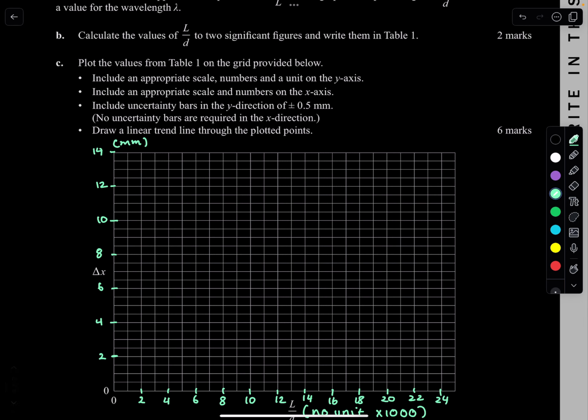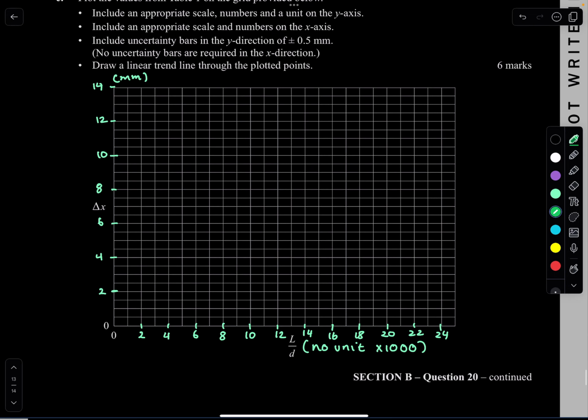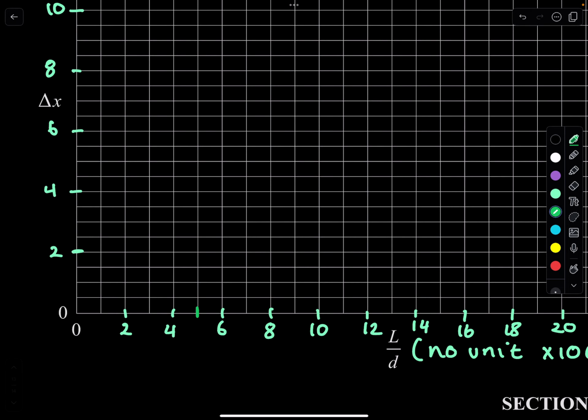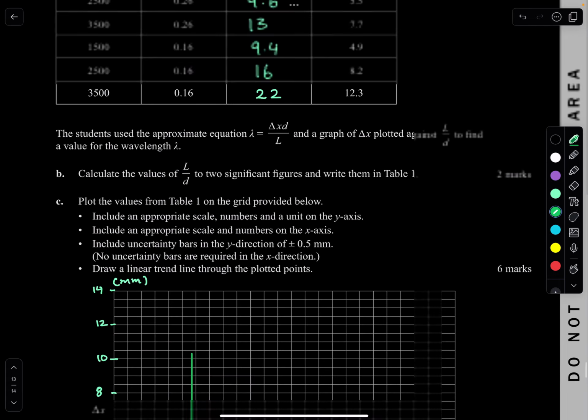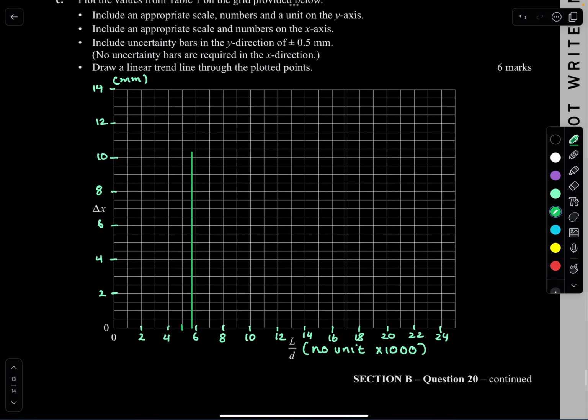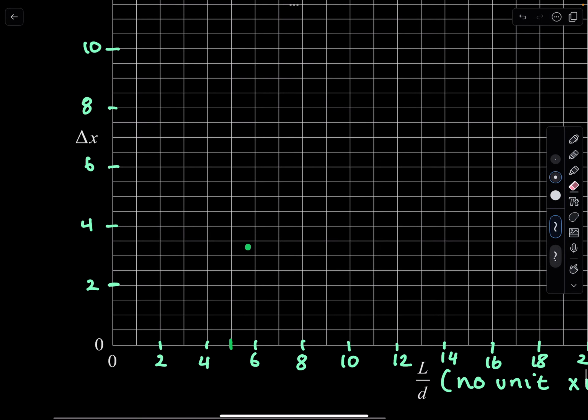I'm going to use green, so let's plot the first point. 5.8, so where is 5.8? 5's here, so 5.8 is past 5.5, around here. And the change in x is 3.3, which is, that's 3, that's 3.5, midway is around here basically. I'm just going to draw it like that, and rub those parts out. Done. So that point is there.